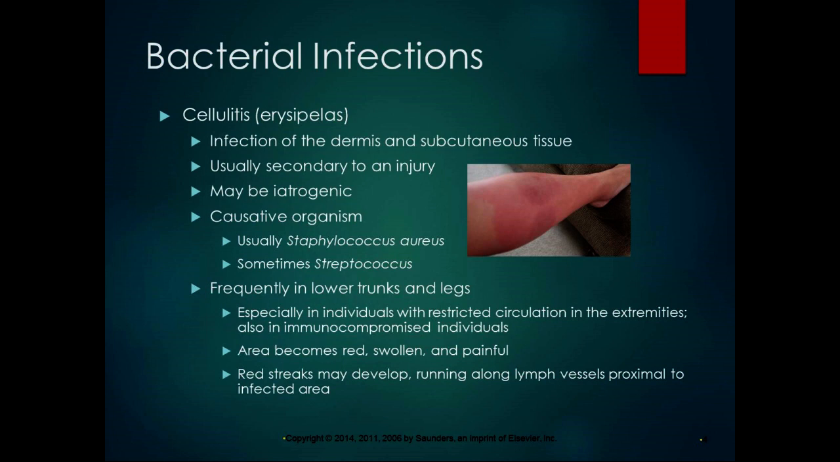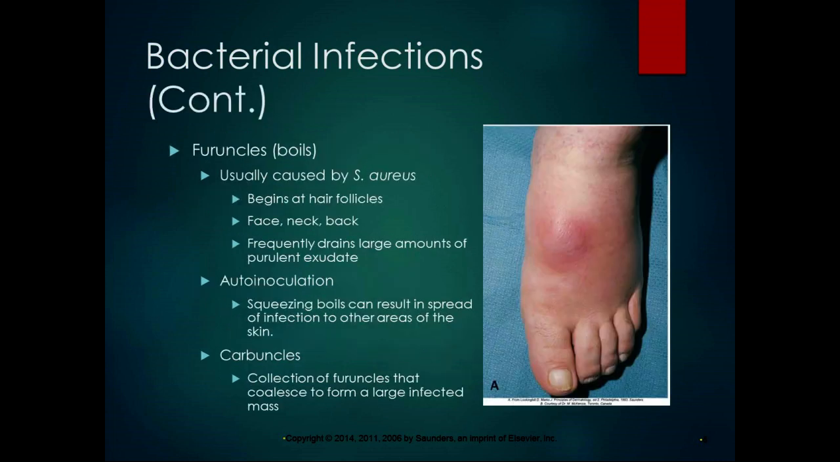The area is red, swollen, and painful. Red streaks might develop running along lymph vessels proximal to the infected area. Once you see someone with cellulitis, you know it's cellulitis. And usually you see that person in the hospital, and they are being treated with IV antibiotic infusions. It could be life-threatening cellulitis.